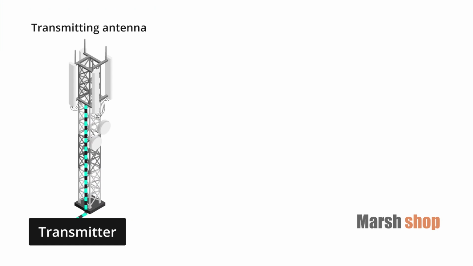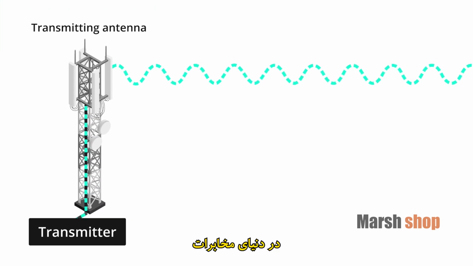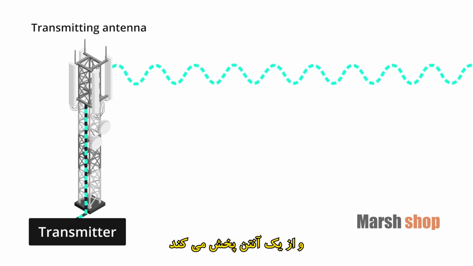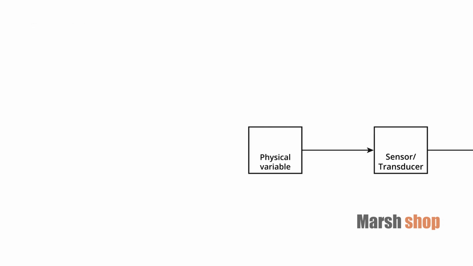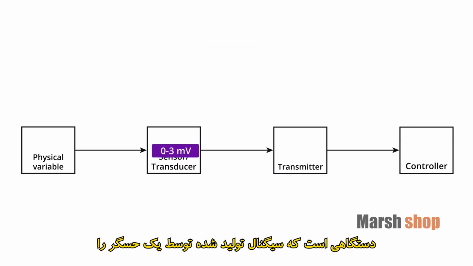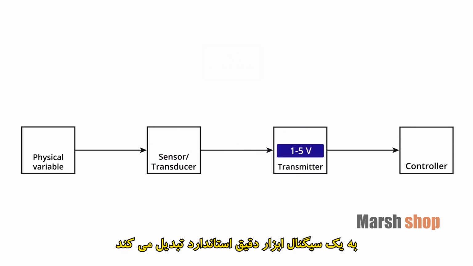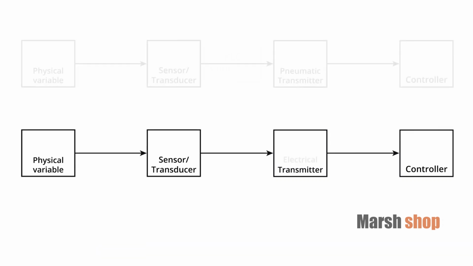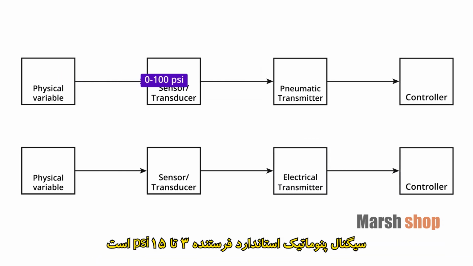Okay, let's review. In the telecommunications world, a transmitter is a device that produces radio waves radiating from an antenna. A transmitter in process control is a device that converts the signal produced by a sensor into a standard instrumentation signal representing a process variable being measured and controlled. The transmitter standard pneumatic signal is 3 to 15 psi.